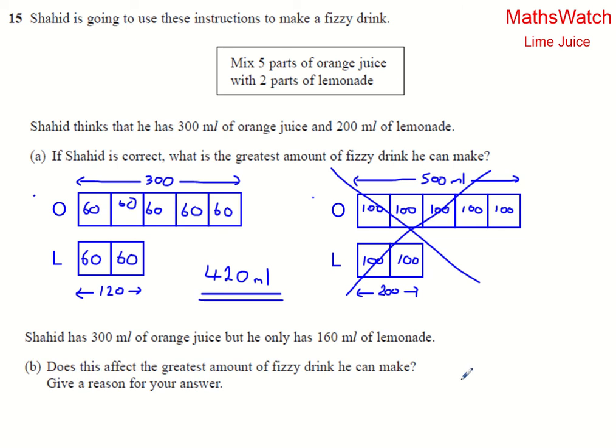Now, we don't actually need to do any calculation for this. From our previous working, we can see that if he uses all 300 millilitres of orange juice, he's only using 120 millilitres of lemonade. Since he has 160 millilitres, he will be using 120 of that, which means that no, it is not going to change the amount. It's still going to be using 300 millilitres of orange juice and 120 millilitres of lemonade.